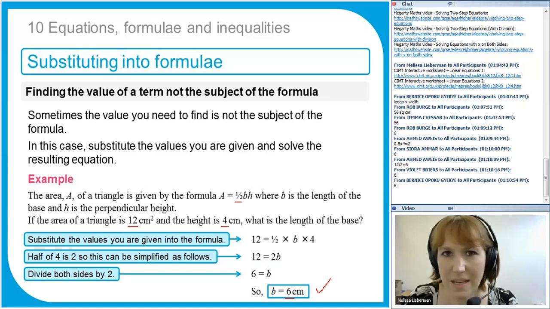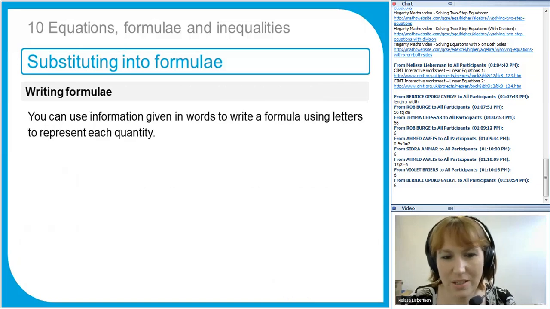So the first step is to substitute all the values that you've been given. That will give you an equation, and then you need to solve that equation to find the missing letter. And that's it really. So formulae often do end up becoming problems in solving equations.